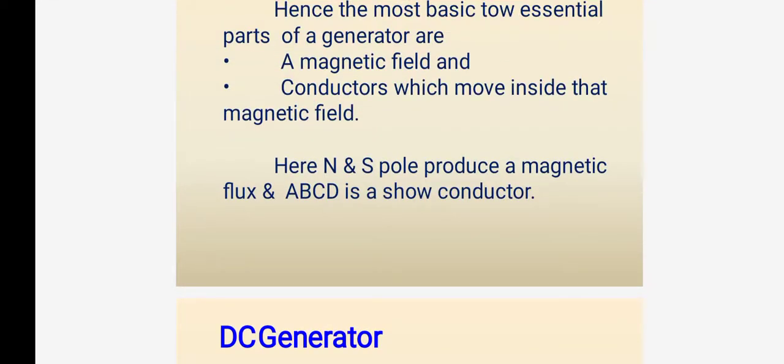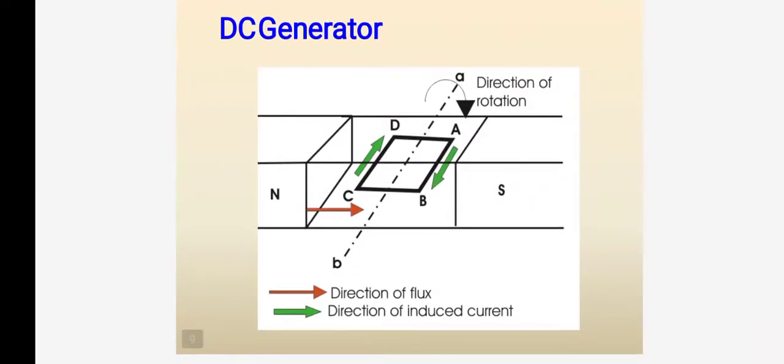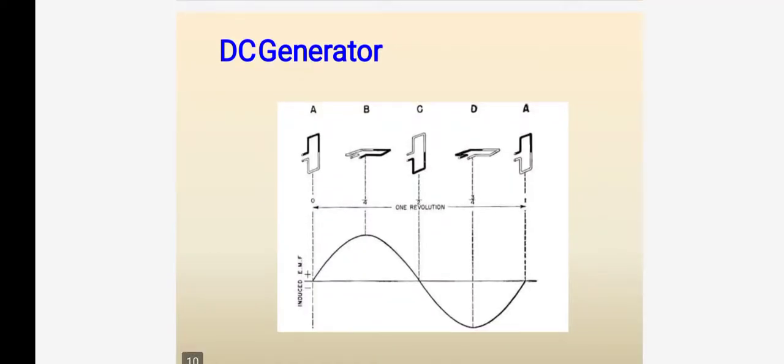Here N and S, the north and south poles, produce a magnetic flux, and ABCD shows the conductor. You can see the black line is the direction of flux, and the red line is the direction of induced current. So this is the generator principle. As the position of the conductor varies, you can generate a sinusoidal waveform.